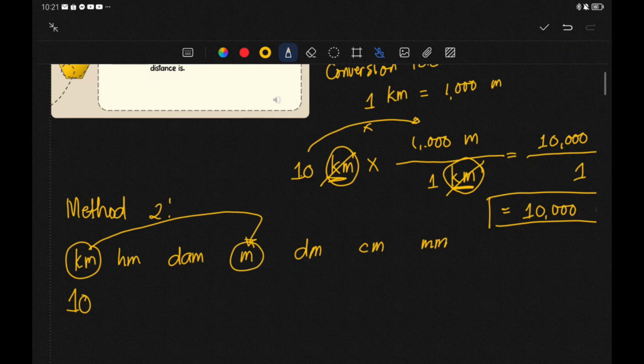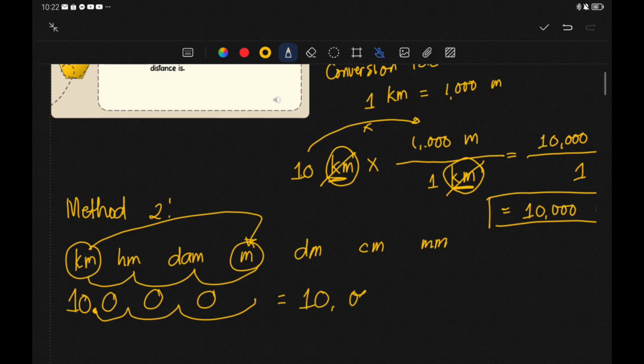So how many times should we move the decimal place to the right? From km, 1, 2, 3. So the decimal point is here, 1, 2, 3. So fill the blanks with 0. So our answer here is 10,000, which is the same as our answer in method 1.